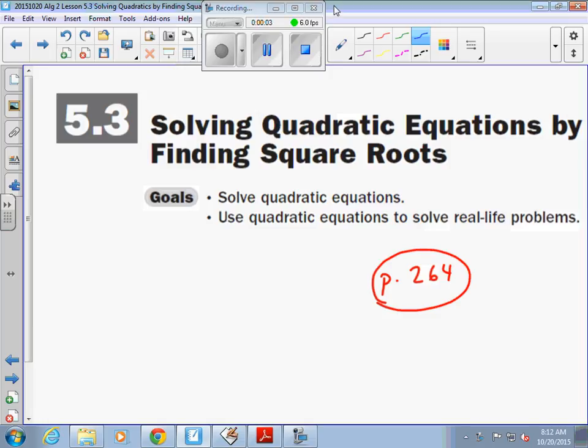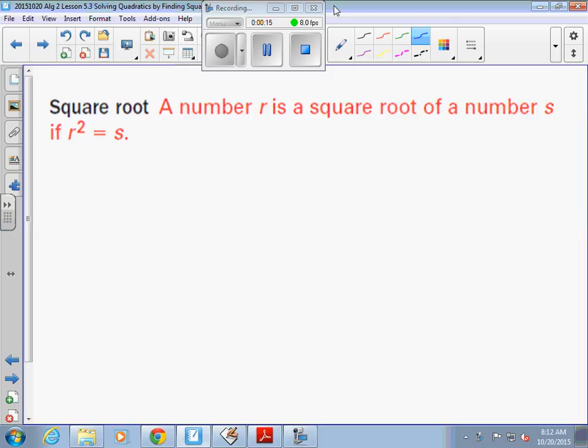This is Algebra 2, Lesson 5.3. We are solving quadratic equations by finding square roots. Those are our goals. We're solving quadratic equations, and then we're solving real-life problems like falling object problems at the end. 264 is where it begins.